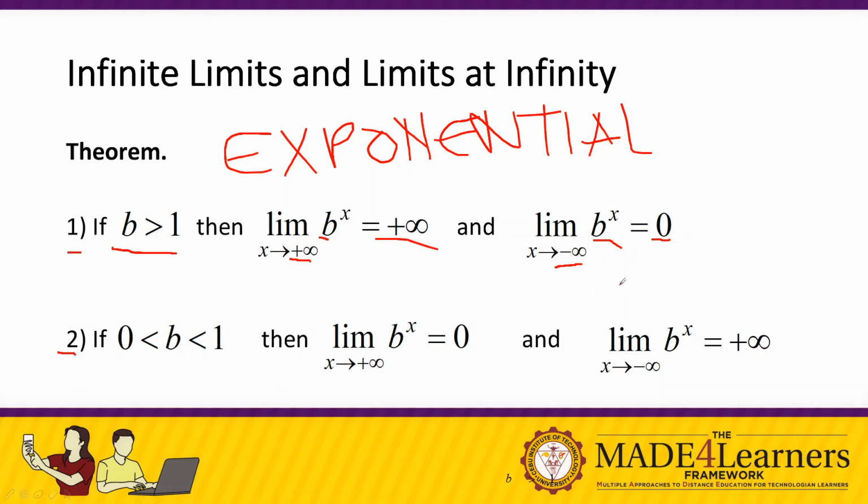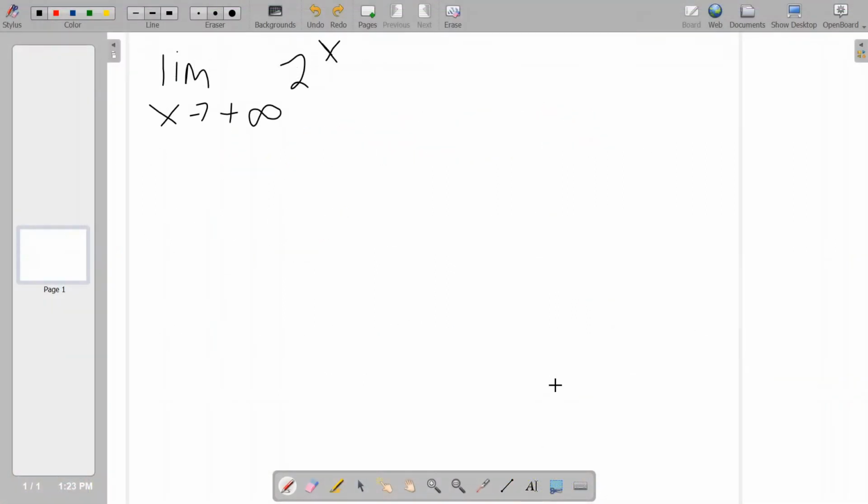So let's go to the board to understand this theorem. Let's have some examples first. The limit of 2 to the power of x as x approaches positive infinity. Let's use the substitution rule and see what happens. This is equal to 2 to the power of positive infinity. Remember, 2 raised to the power of infinity is just 2 times 2 times 2 times 2, and so on and so forth. So for sure, the answer is positive infinity.